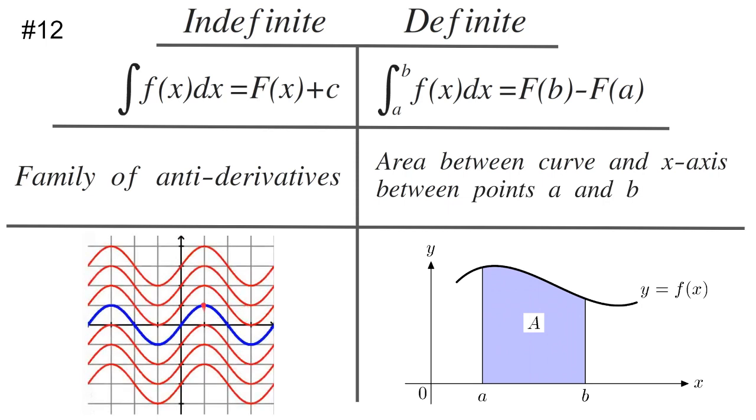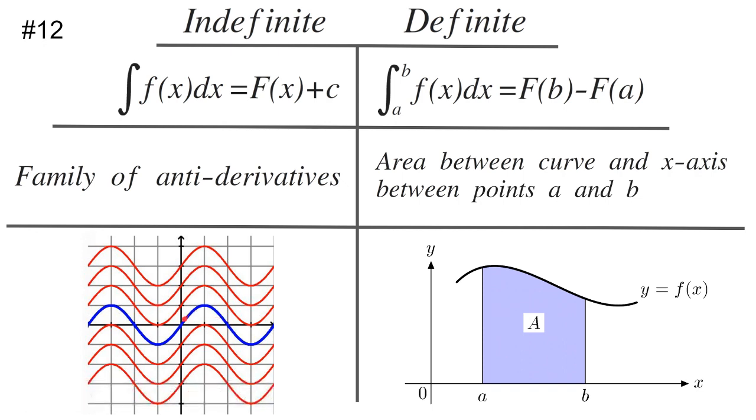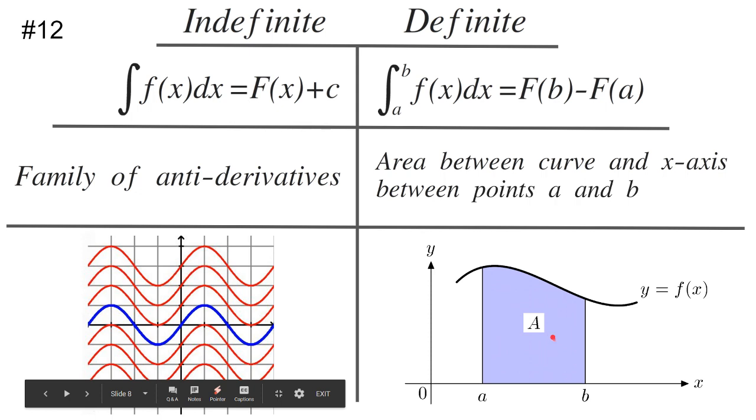So the shift up is because of that plus c. The c can be any number and the graph will shift up or down that number of units, but it will maintain its shape and form. And these are all just different possible variations of what this function could look like with a different c value. But a definite integral, it's actually the value of that area between the curve and the axis between these 2 points. So clearly these have a big difference. This is giving you an actual area, and this is giving you a set of functions that could describe the area.